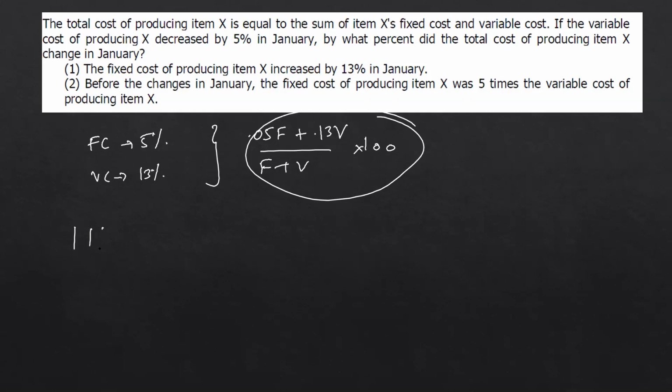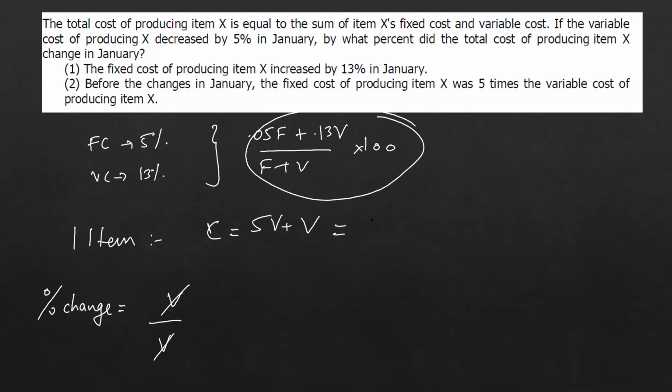So if it was one item, then your overall cost is going to be 5 times the variable cost plus the variable cost. Yeah, but you don't know how much. It says it was 5 times the variable cost before the changes in January. But the way the percentage change will work is the variable cost and the variable cost will cancel out. You'll only have the percentage change.